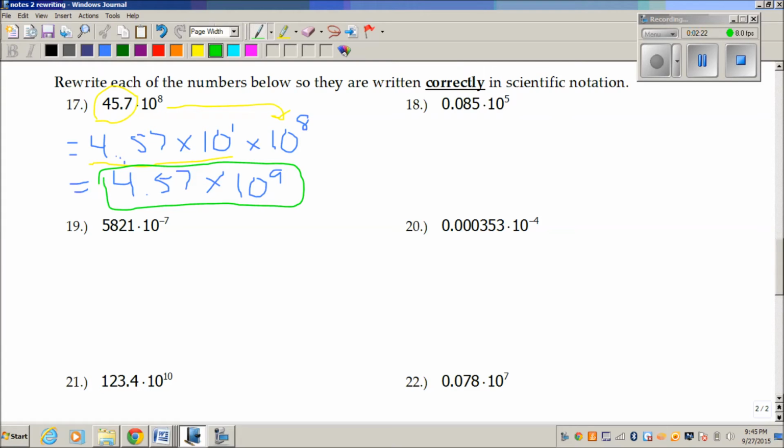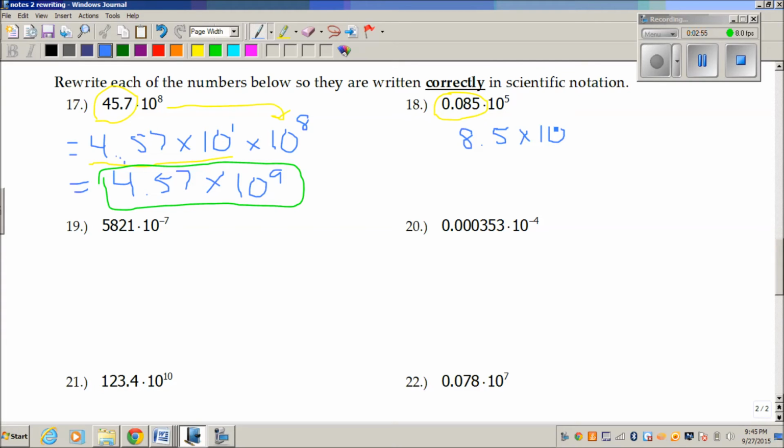Okay, let's try that again. Let's take a look at question number 18. In 18, we have 0.085 times 10 to the 5th. Again, the coefficient is too small. The number is supposed to be greater than or equal to 1. The decimal should go after the 8. So I'm just going to focus on the original coefficient, and I'm going to rewrite just that part. So instead of 0.08, I'm going to write 8.5 times 10.